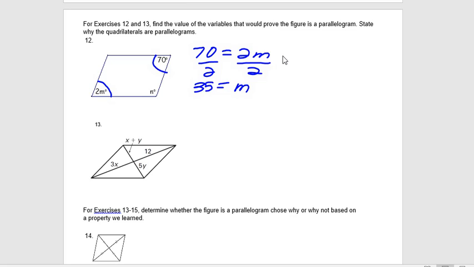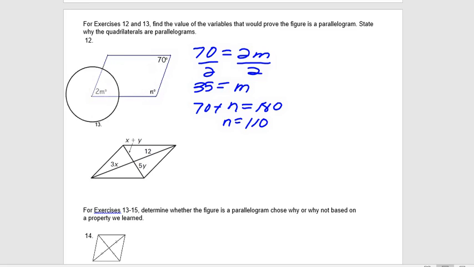Then I know that consecutive angles, this angle and this angle, are supplementary, or I could do this angle and this angle down here. So 70 plus n equals 180. So we would subtract 70 from both sides, so n is equal to 110. Now, why would this prove that this is a parallelogram?